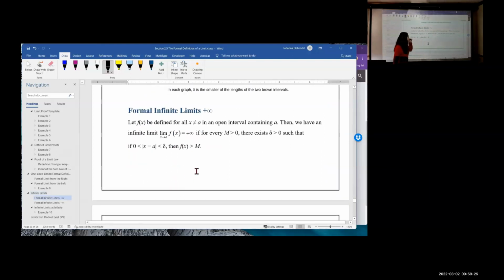So here's the formal limit. Let's read through it. A lot of it's very similar to what we had before. Let f of x be defined for all x not equal to a. We only want to be at a in an open interval containing a, just like the picture up above. Then we have an infinite limit as x approaches a of f of x equal to infinity if for every M greater than 0, choose your favorite ginormous number, there exists a delta greater than 0 such that if I am within delta of a, then f of x is bigger than that M.